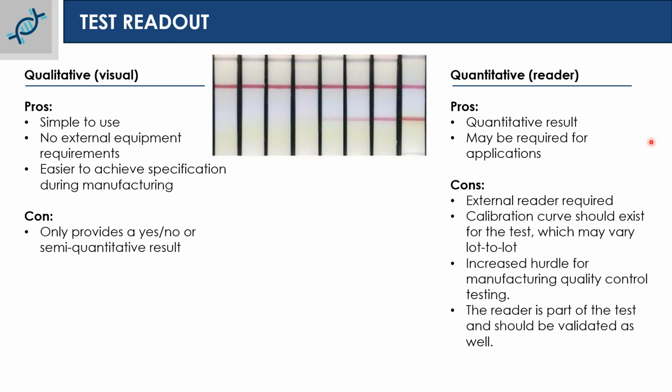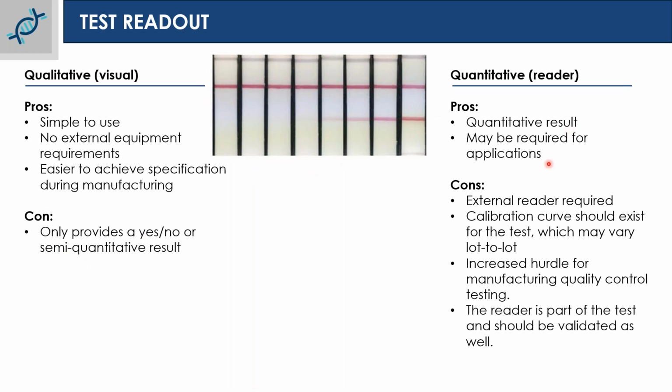But it's good to keep in mind that a qualitative test, as you'd imagine, is simple to use. It requires no external equipment. And to some extent, it can be easier to achieve specification during manufacturing. Of course, the downside is that it usually only provides a yes or no answer.